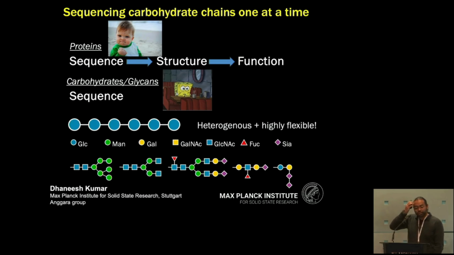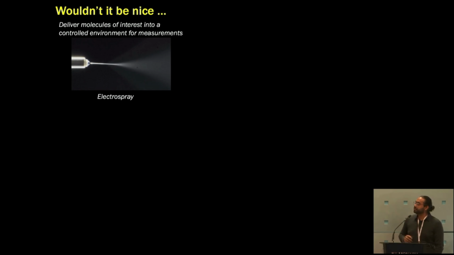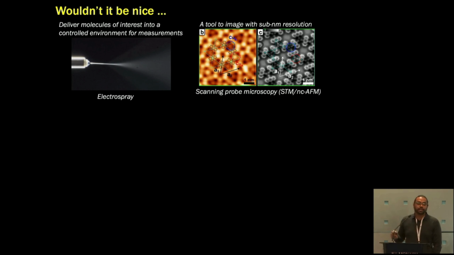So what do we do? This is where we come in. To take a step back, it would be really nice if we had a method to deliver whatever molecules we're interested in into a controlled environment for measurements, and electrospray fits the bill for us. We also would like a tool to probe these molecules at a single molecule level with almost sub-nanometer resolution, and in this case, scanning tunneling microscopy also fits the bill.